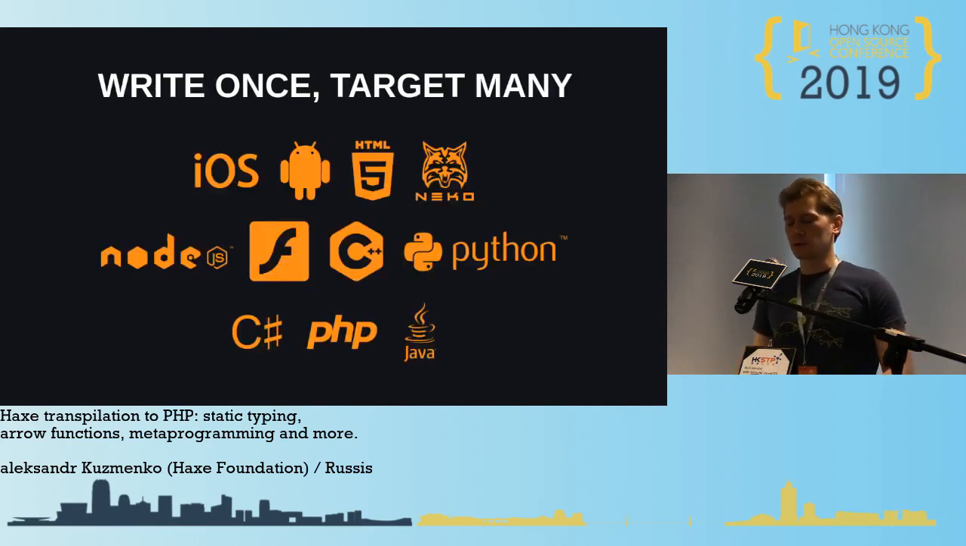So the target languages are JavaScript, Python, PHP, C#, Java. There was something else, I just don't remember. Also, Haxe can target some virtual machines directly. That means that it compiles Haxe to the bytecode, like for example, for Flash, for Java, JVM, since the Haxe 4.